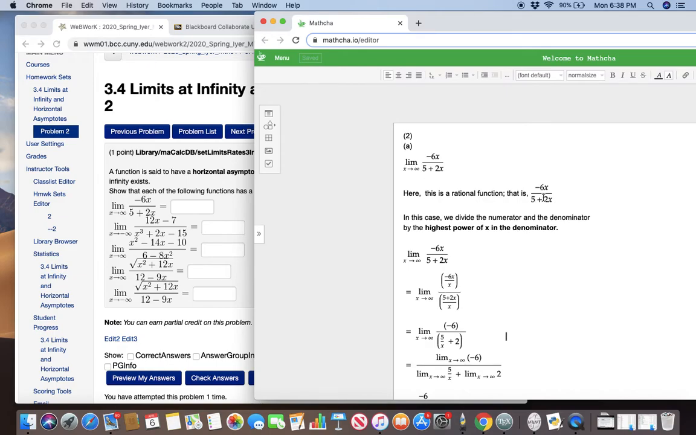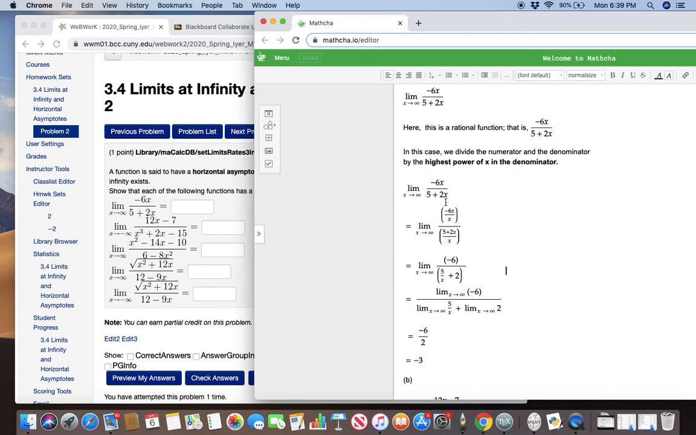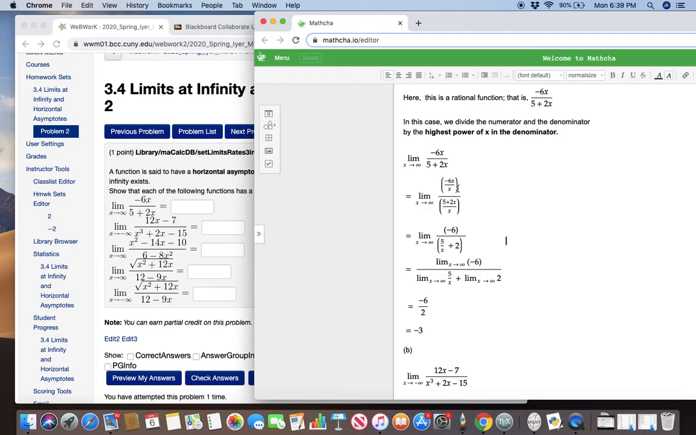Look at the denominator. I have 5 plus 2x, so the highest power of x is just x to the first power. I'm going to divide the numerator and all of the denominator by x. I hope it's clear. So the limit as x approaches infinity of negative 6x over 5 plus 2x is the limit of the numerator divided by x, over the denominator divided by x.